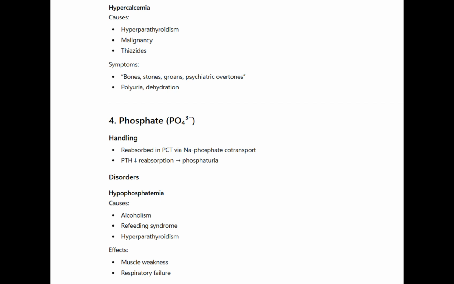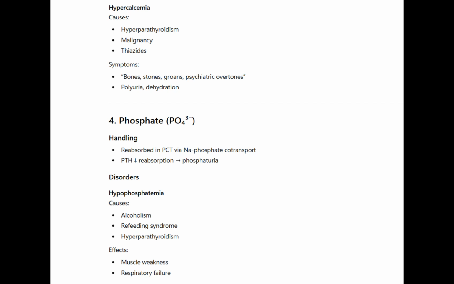4. Phosphate, PO4. Phosphate is essential for ATP, cell membranes, and bone mineralization. Renal handling. Most phosphate is reabsorbed in the proximal tubule through sodium-phosphate cotransporters. Parathyroid hormone decreases phosphate reabsorption, leading to increased phosphate excretion.